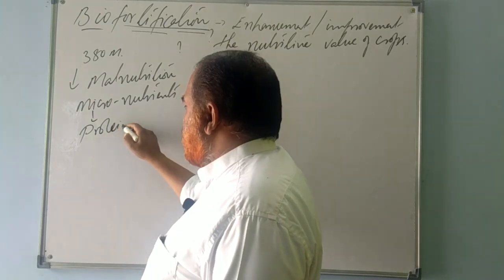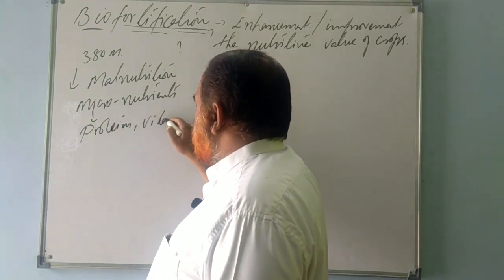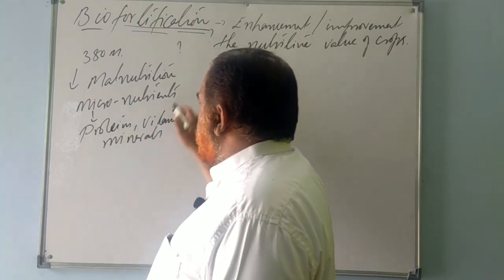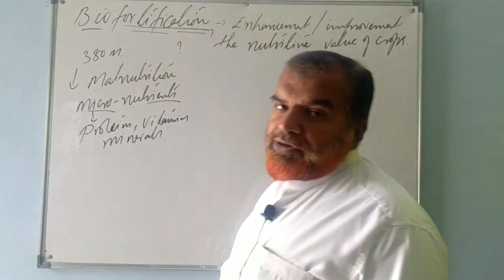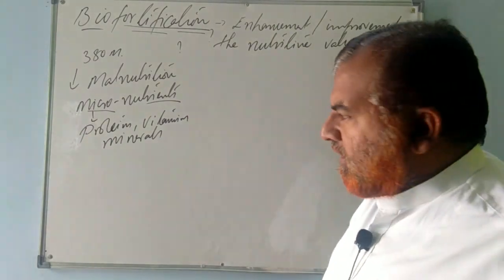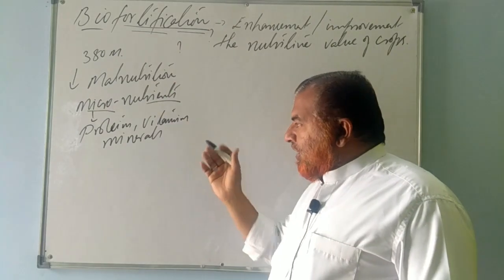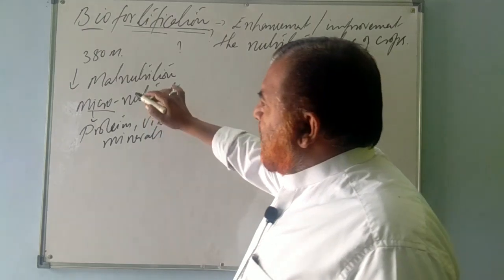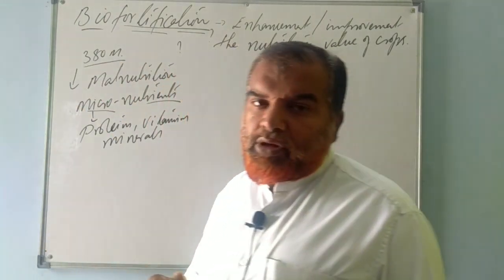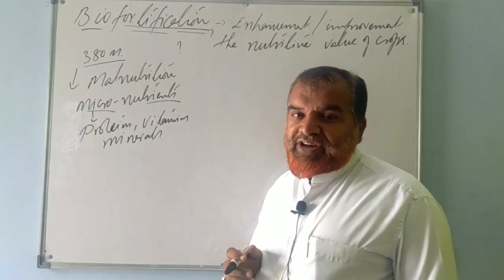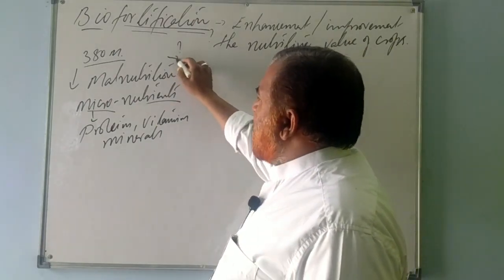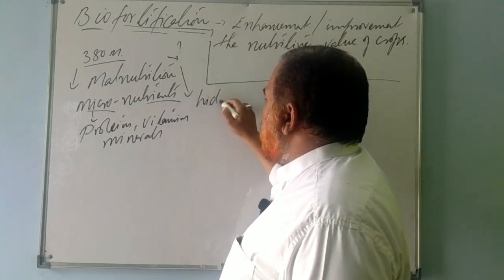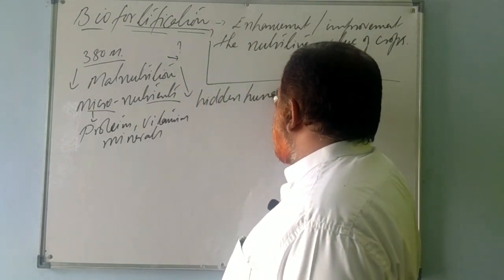Proteins, vitamins, and a few minerals come under micronutrients. Macronutrients are nothing but carbohydrates. Carbohydrates are macronutrients, whereas proteins, vitamins, and minerals come under micronutrients. Around 380 million children in the whole world are suffering from malnutrition. It is known as hidden hunger.